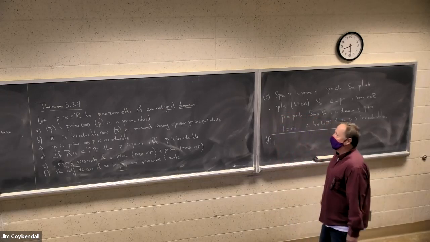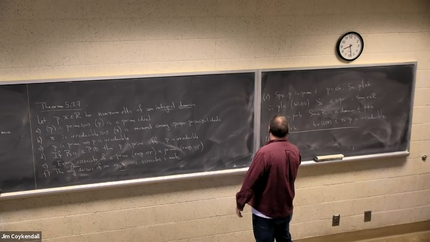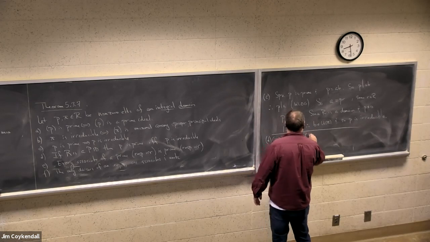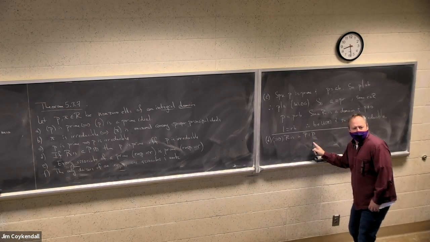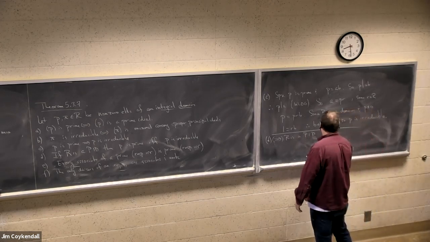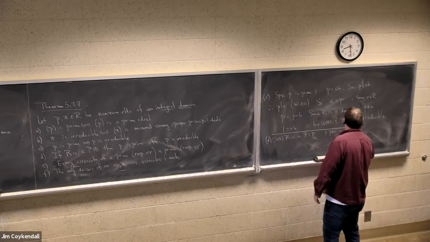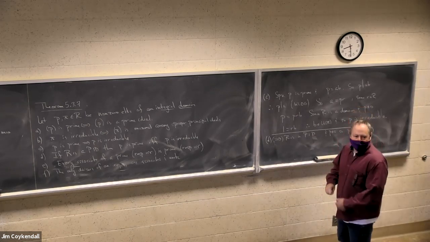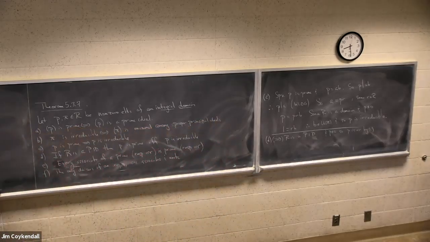So let's go for this. As far as a PID, then P is prime. R is a PI domain. That's all we need here. And P is not zero. So P is irreducible. Let's see. So we've already essentially done that part of it. The other part, the interesting part, is why does irreducible imply prime?